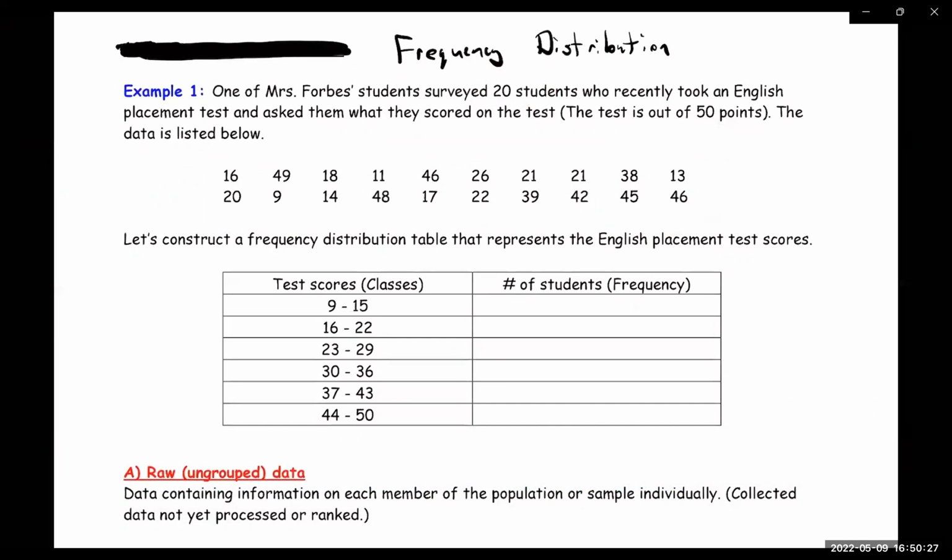So that's what a frequency distribution table looks like. All right, so these are called classes. See the classes? Anyone who scored between 9 and 15 would be included in this category. Anybody that scored between 16 and 22 would be included here, and so on. So we have to count how many people fall in this range. Let's go through the data and count how many people scored between 9 and 15 points. Go ahead and count yourselves to see how many people fall into this first class.